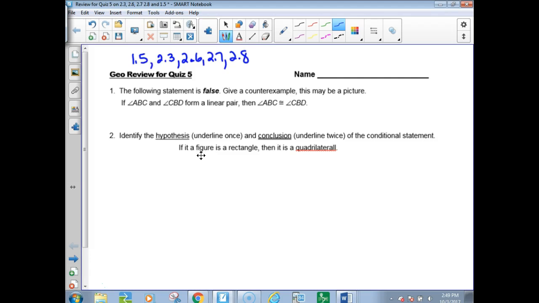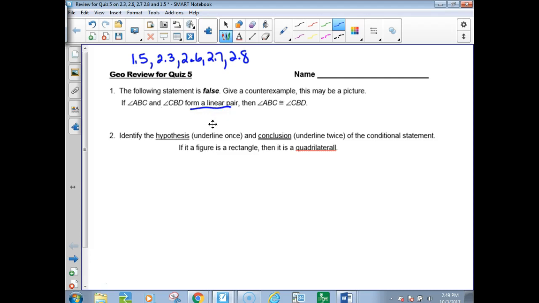Obviously, they're pretty important. Okay, so the following statement is false. Give a counterexample. This may not be on it, but the concept of a linear pair certainly is. So if it says angle ABC and CBD form a linear pair, then they're congruent, this is false. What would be a counterexample? I had people who did this question wrong on the quiz. They drew a pair of congruent angles. You're supposed to do a pair that are not congruent, but are a linear pair, okay?